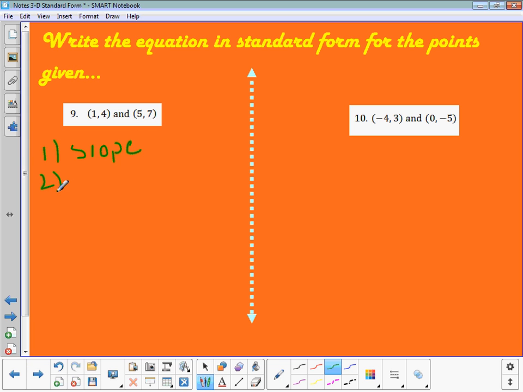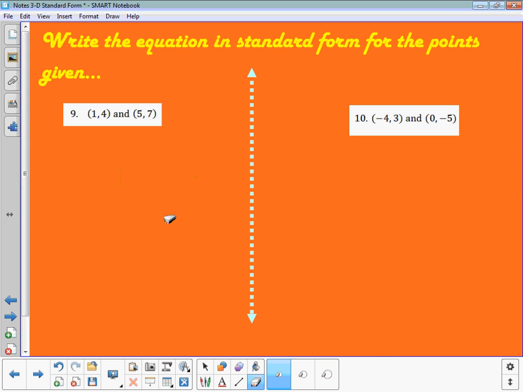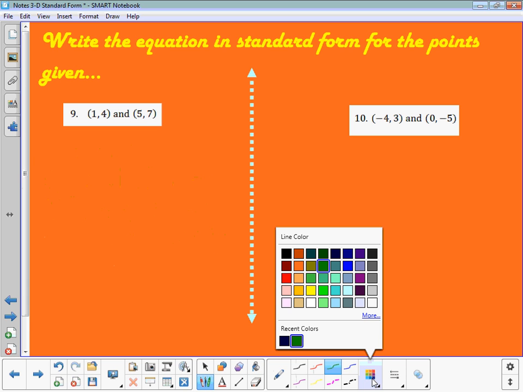Find the slope. Put it in point slope. And then get your X's and Y's on the same side, and that number on the other side. So that's kind of the process that we're going to be going through right now. Okay, so I'm going to go ahead and erase that. So if you don't have it written down, pause it. Okay, so first thing we're going to do is calculate out that slope.